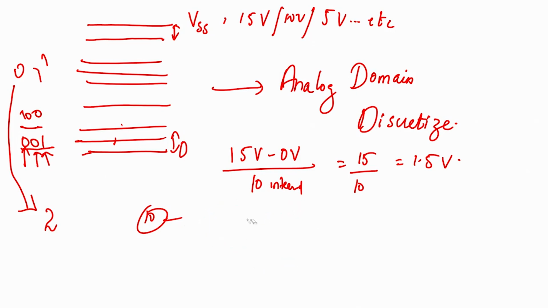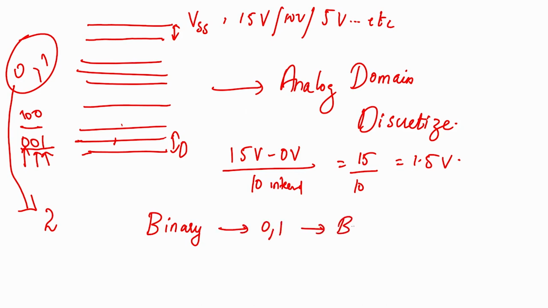Okay. But now, in the digital domain, the binary domain, you have only 0 and 1. So the base is 2. That means what? What does base mean? Base means the number of unique representations that are there in your number system. So because this is 0 1, correct, the base is 2.